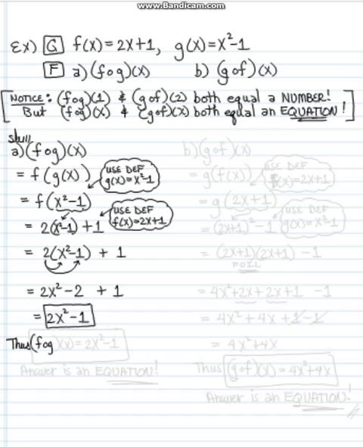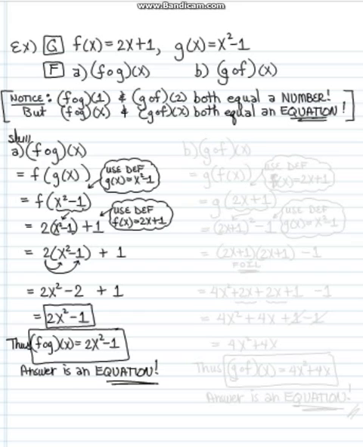Okay, so what did we find? We found that f composite g of x. Now remember, I told you it wasn't going to equal a number. It's going to equal a function. And that function is 2x squared minus 1. Your answer is an equation. It's not a number.